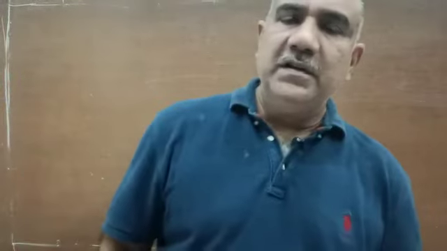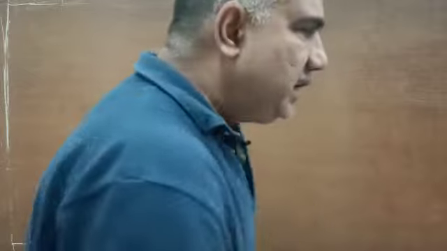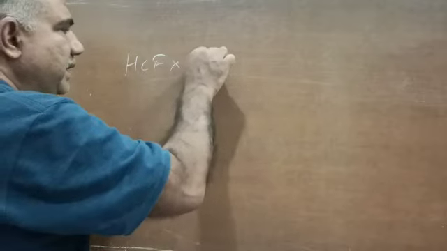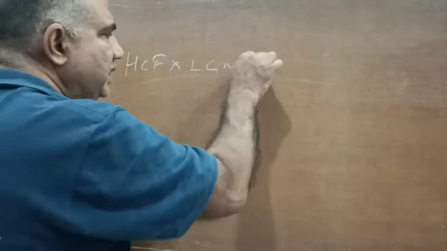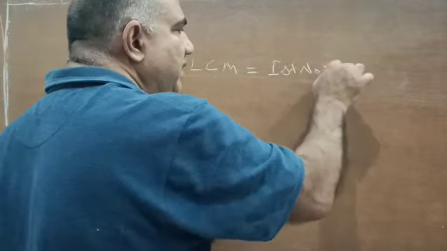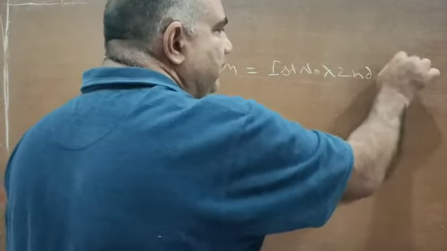Hello students, in this class of ours we will see how HCF and LCM and the numbers are related. This is true in case of only two numbers. When you have HCF and LCM of two numbers, how are they related? You can write this: HCF multiplied by LCM is equal to first number into second number.